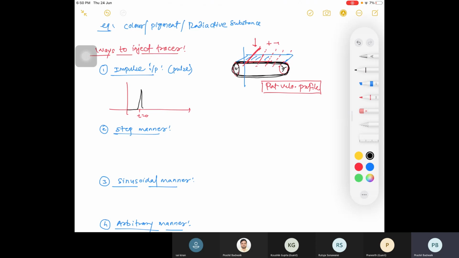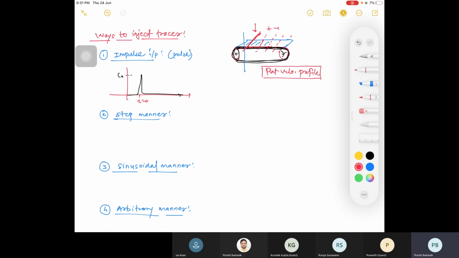So I get a peak here with concentration C naught at time t is equal to 0 only, and then after that I didn't put anything. So this is your concentration profile at inlet. I hope you are clear. Meaning, at time t is equal to 0 I am putting some tracer and I am not putting anything after that, so we will be having a peak at that time only. Are you clear with impulse input or pulse input? Please raise your hand. Okay. So this is your impulse input.